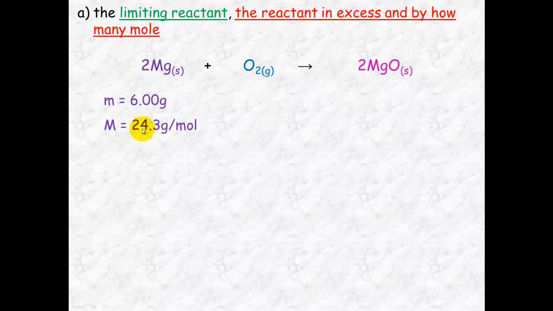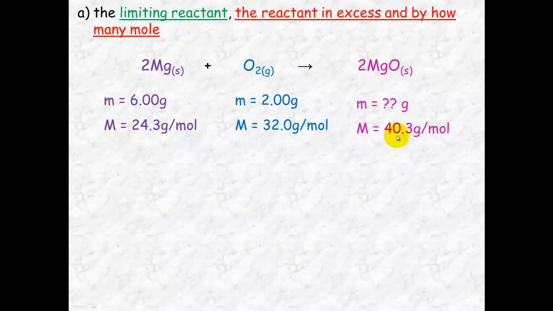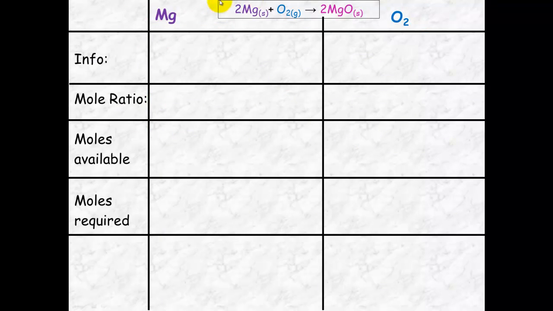So my mass is 6 grams. My molar mass is 24.3 grams per mole of magnesium. Of oxygen, my mass is 2 grams and my molar mass is 32.0 grams per mole. And I'm trying to find the mass of magnesium oxide, and I've got a molar mass of 40.3 grams per mole. So we'll use a table again to work out what the limiting reactant is and what the reactant in excess is.